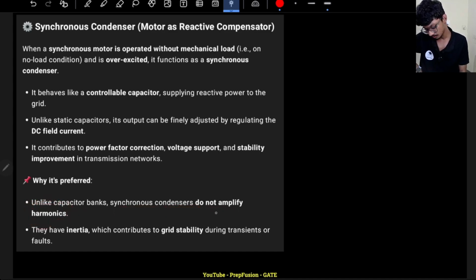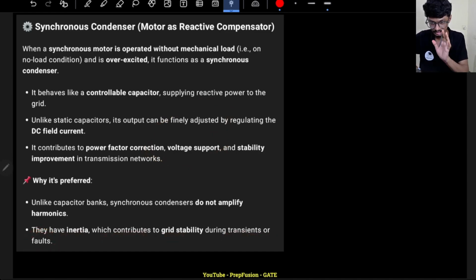Capacitor banks are a constant static supply. So basically their Q, how much reactive power they are able to supply, is fixed, right? But here the Q is not fixed. It can supply any amount of reactive power. And they have inertia, which contributes to grid stability during transients.